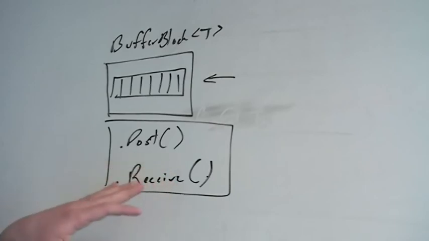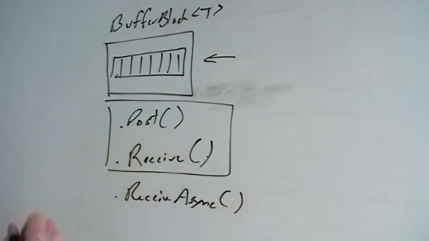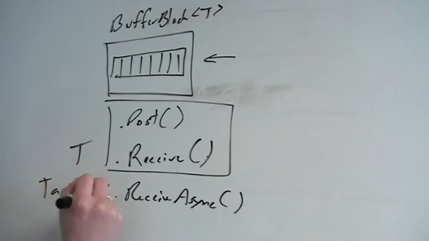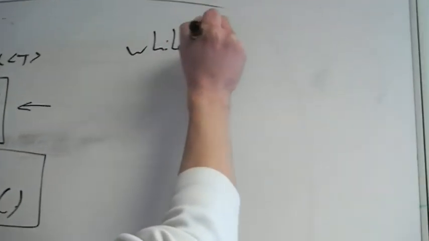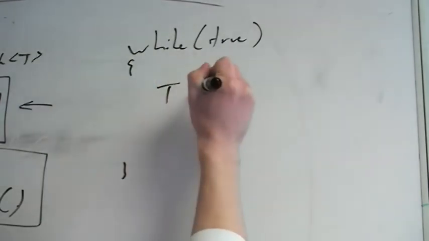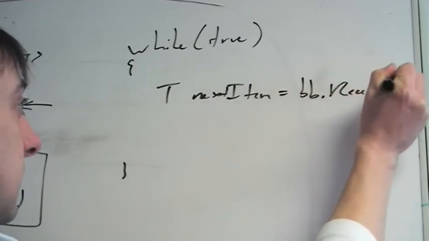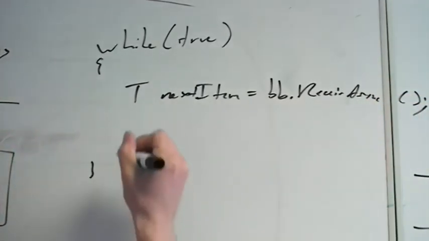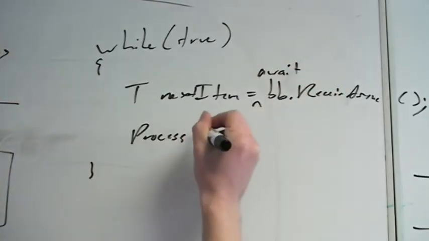However, this isn't really the most common way that you would use a buffer block. We provide these APIs, like receive, in case you do want to block waiting for data to come out. But a more common usage would, instead of receive, be to use receive async. Where receive returns a T, since this is a buffer block of T, receive async is going to return a task of T using the task type, which ties in very nicely with the C# and VB async functionality. So if I have a consumer that's just sitting in a loop, calling receive async, and then await, process next item.